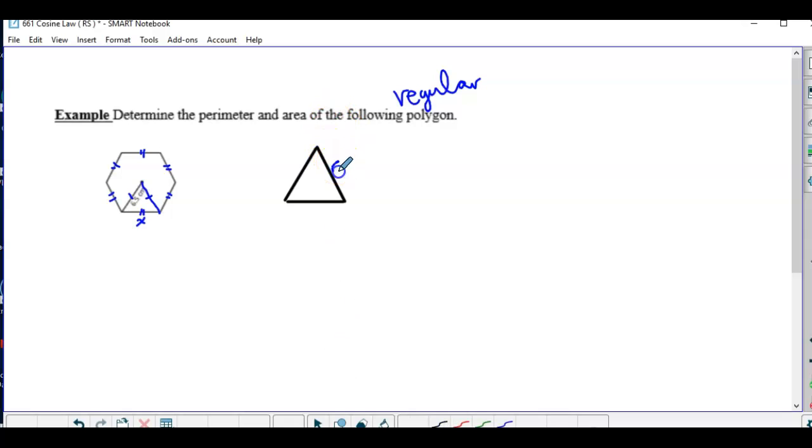And this will be 6.5. So it's isosceles. This is x. And we can find x if we know this angle.